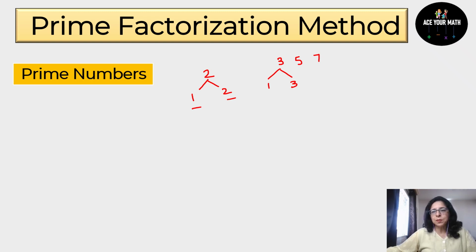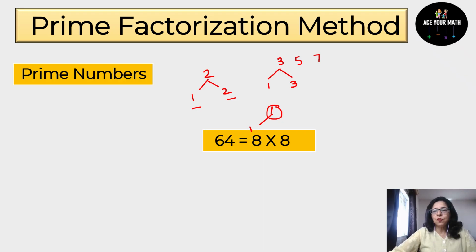So there are many prime numbers. 1 is not a prime number because 1 has only one factor, that is 1, because it is divisible by only 1. So we don't say 1 is a prime number, it's not a prime number. So if any number is given to you, what you will do, you will just break it into prime numbers. So we'll see one by one how to break a given number. Still, in the previous video, I already covered that 64 can be written as 8 multiplied by 8, or you can say 64 is a square number and the square root of 64 is 8. Now we'll see how to find square root of 64 through prime factorization method.